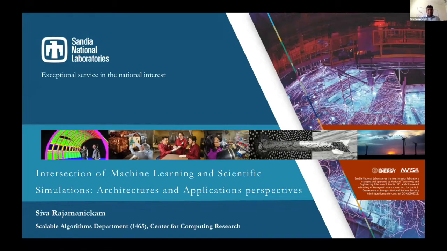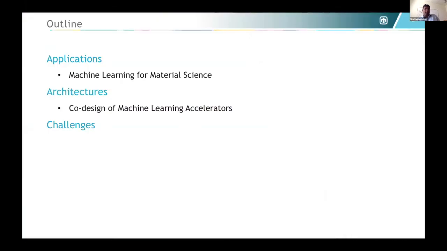Today, I would talk about the intersection of machine learning and scientific simulations. Especially, I want to talk about some perspectives from architectures and applications. Okay, and here is the outline of the talk.